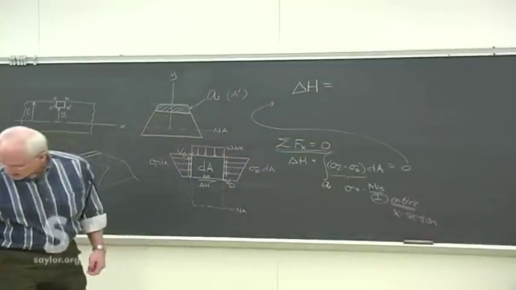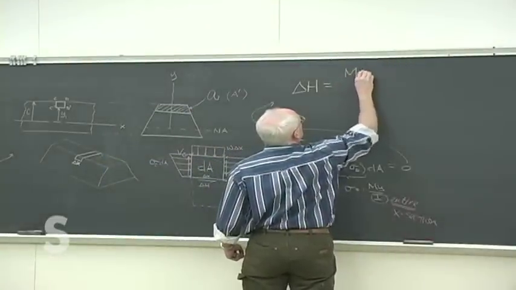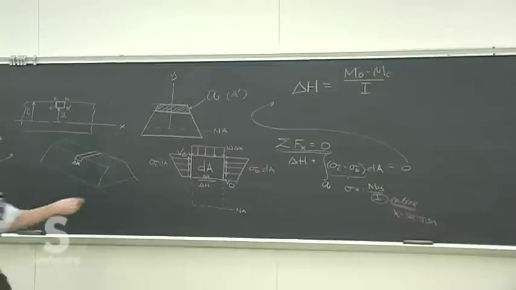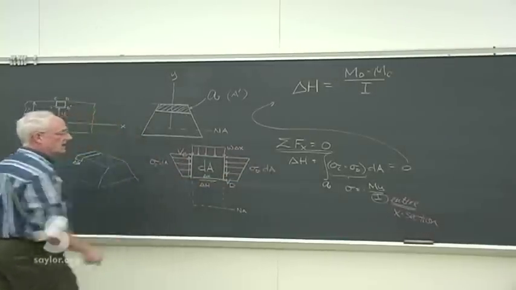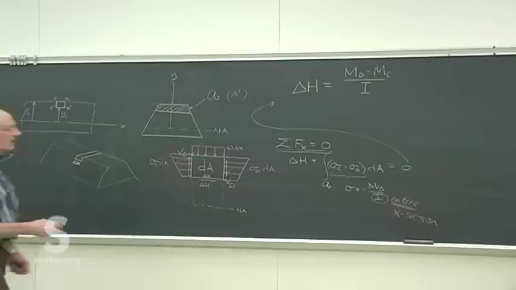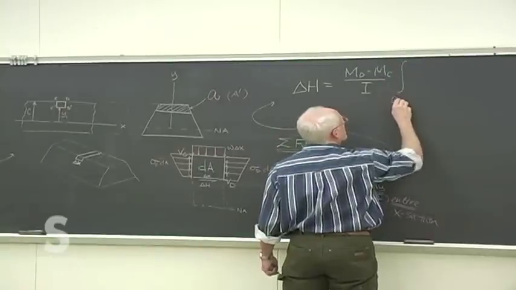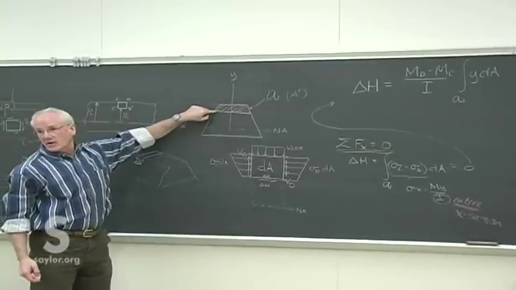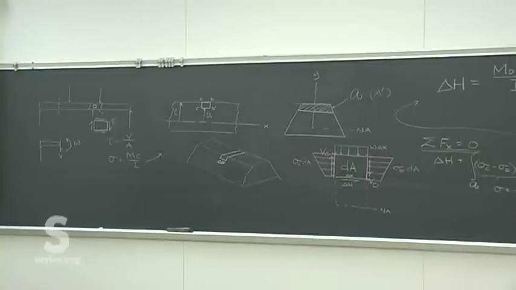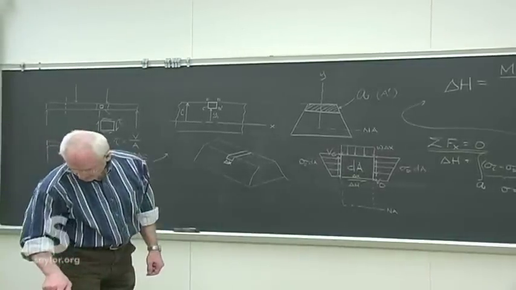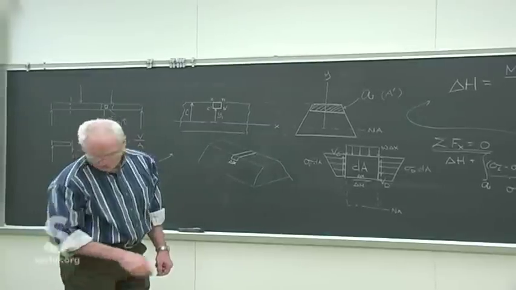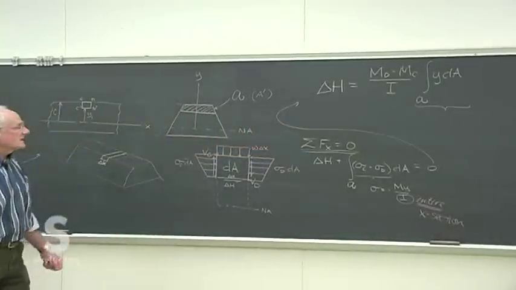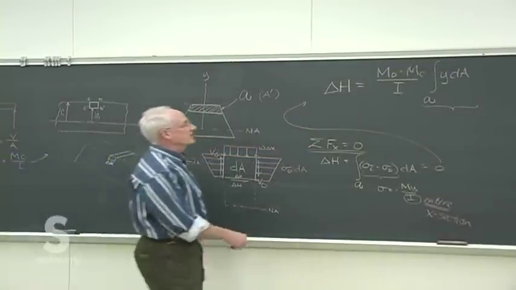Delta H equals MD minus MC over I, because those are constants, they can come out. This M is the moment at the D face, C is the moment at the C face, and I, those are all constants, they come out, and we're left with just the integral over this exposed area above our plane of interest, as is established by y. So I think that gives us all the pieces we need. And this little part here is entirely geometry of the cross-sectional piece above our plane of interest.